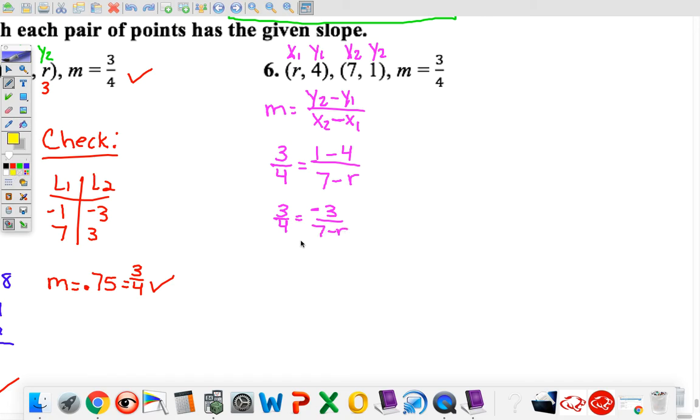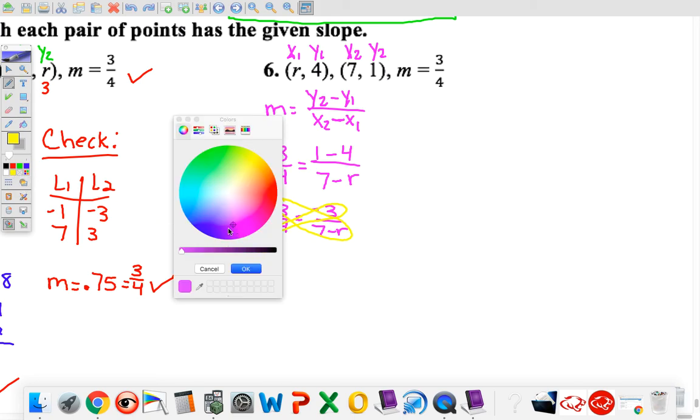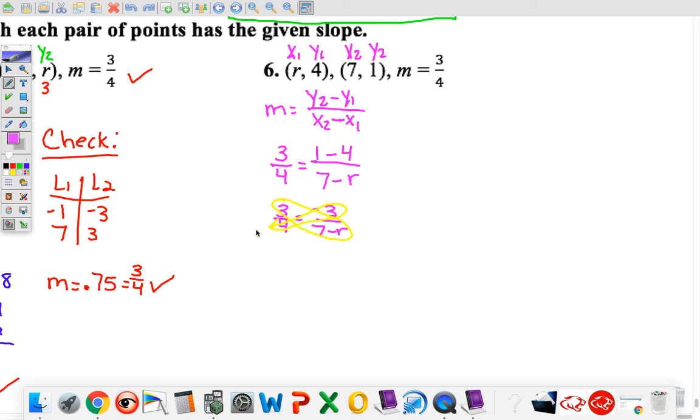Okay, so again, I don't have to put this over 1 because we can go ahead and cross multiply, do your little butterfly method. Okay, so when I do this, I have to cross multiply, so I have 3 times 7 minus r is equal to 4 times negative 3. And again, if you need to draw your line, you can. Distribute your 3. 3 times 7 is 21. 3 times negative r is just a negative 3r. 4 times 3 is 12.